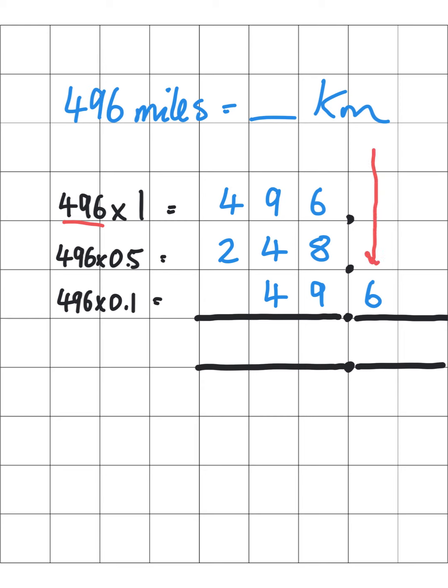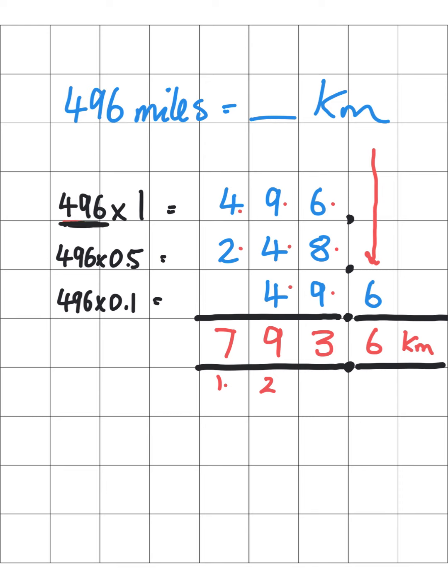This column first, 6. Next column, 6 add 8 is 14. Add 9 is 23. 9. Add 4 is 13. Add 4 is 17. Add the 2 at the bottom is 19. 4, add 2, add 1 is 7. So the answer is 793.6 kilometers.